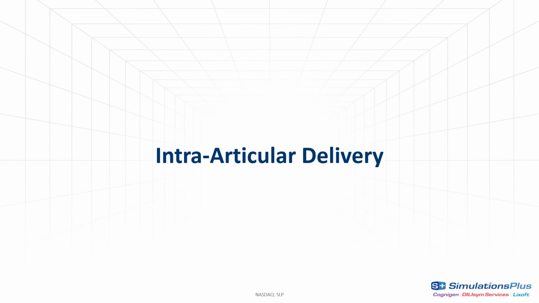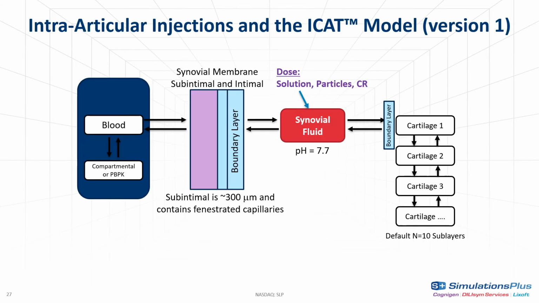Finally, I'd like to talk a little bit about the intra-articular delivery route in GastroPlus. Here you can see a diagram of version 1 of the ICAT model, which is in the current GastroPlus release. The intra-articular doses are going to be injected into the synovial fluid. From there, they can diffuse into the cartilage, or they can diffuse through the synovial membrane and into the systemic circulation. And as you can see, all of these arrows are double-sided, so compound can diffuse back and forth in every direction.